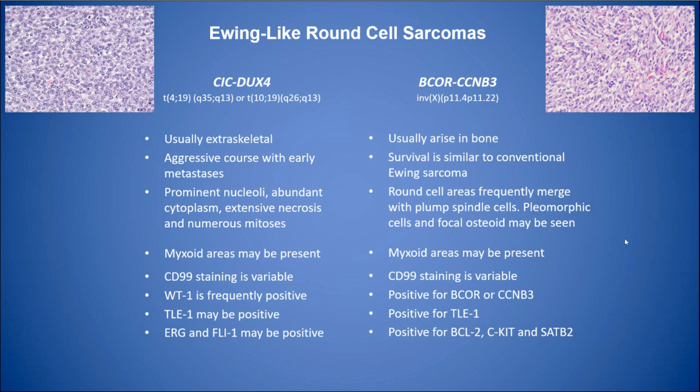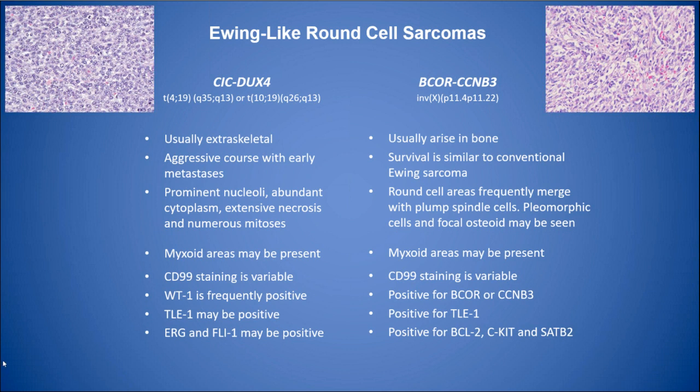BCORs have round cell areas that frequently merge with spindle cells. Spindle cell areas are very common. And you may also see pleomorphic cells and focal osteoid formation in BCOR tumors. Both may present variable areas of myxoid change, and they are both positive in a variable way with CD99, which can vary from patchy, weak, to focal, and even sometimes completely negative.